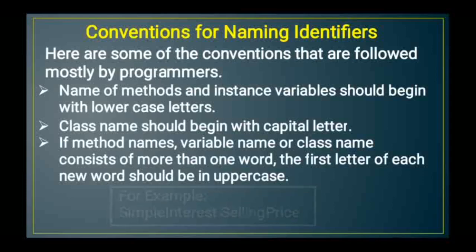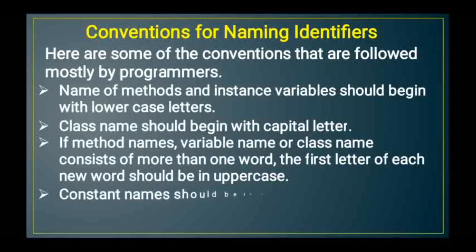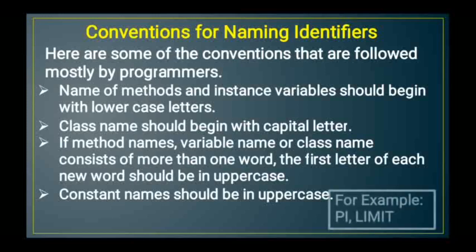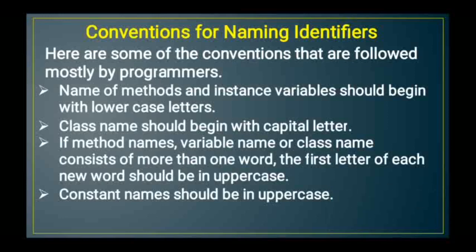The next: constant names should be in uppercase. If you are declaring any constant in your program, then you have to write the constant's name in uppercase. For example, PI. So P and I you will write in capital letters, LIMIT. So all the letters in LIMIT are capital letters. So these are the conventions for naming identifiers.